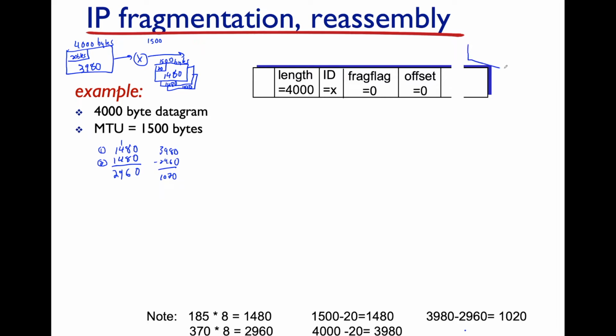So here's our original message, and we're going to reconstruct it from all the pieces inside of these smaller datagrams. We have the first small datagram, let me label that 1. We have the second small datagram, let me label that 2. And then we have the third one. Let me label that 3.